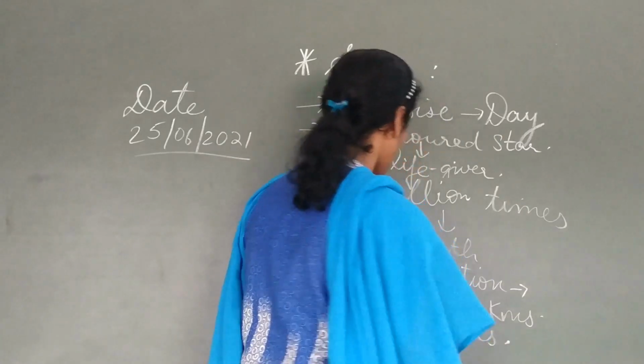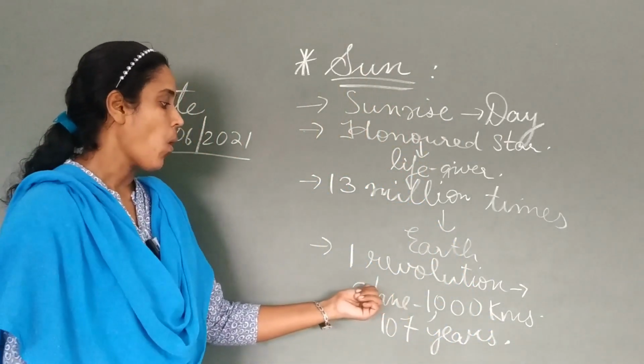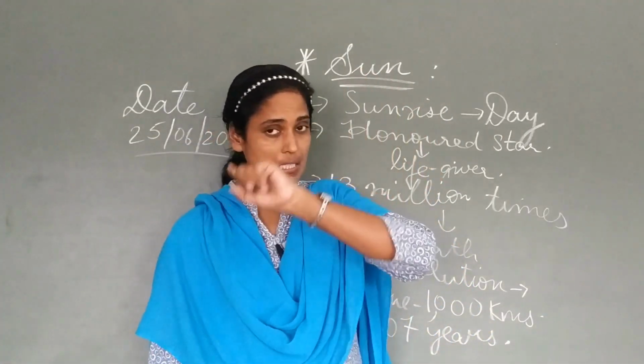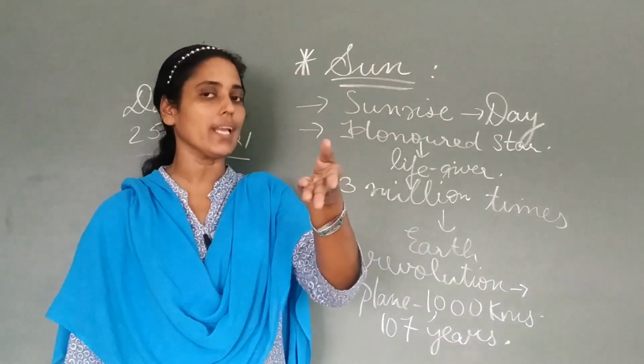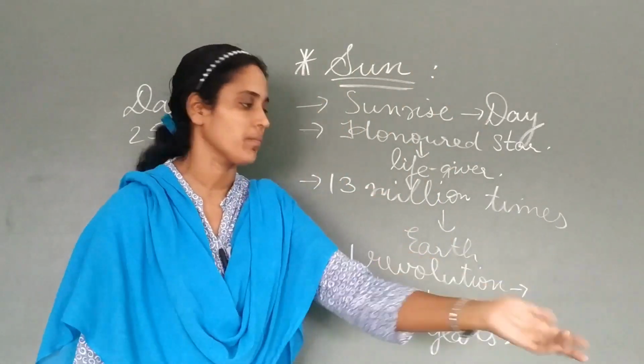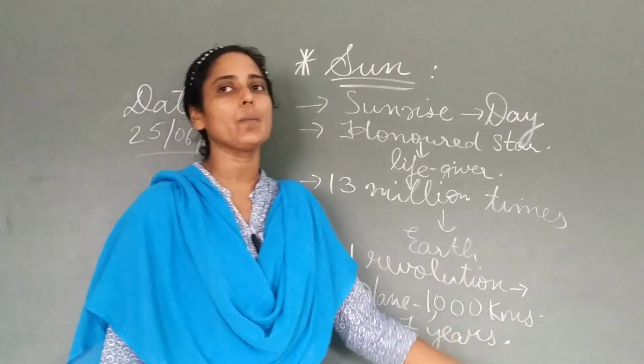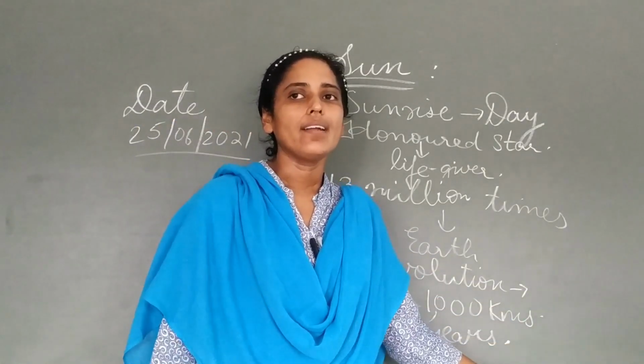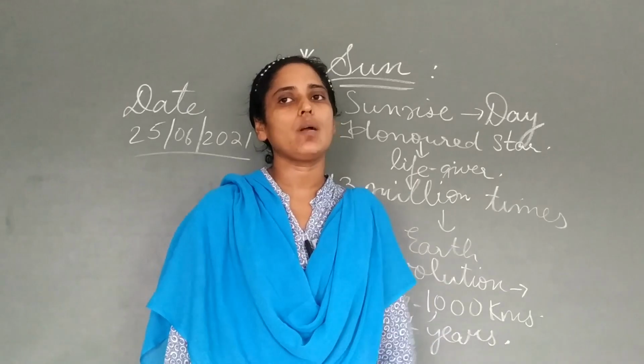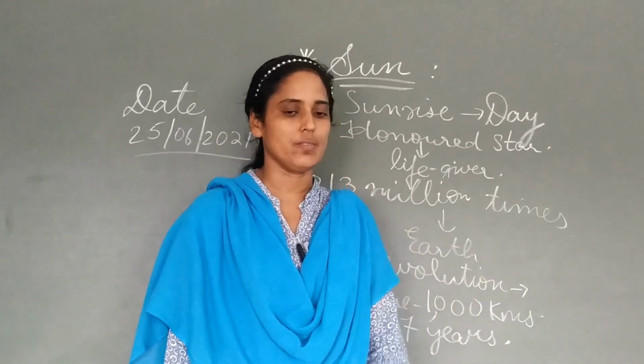So students, what does this topic say? This example says one revolution around the Sun, one circular orbit around the Sun, if you want to take it as a normal human being, is in a plane with 1000 kilometers velocity, and it takes 107 years to complete that single revolution.